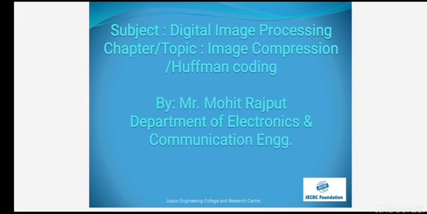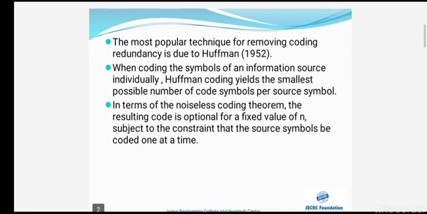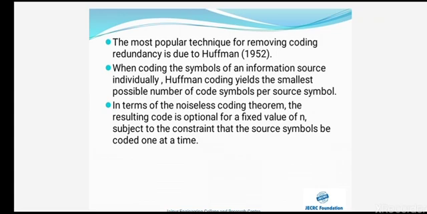Today we will discuss Huffman coding, which comes under image compression in digital image processing. Huffman code is a source code that is the most popular technique for removing the code redundancy in digital image processing. When coding the symbols of an information source individually, Huffman coding yields the smallest possible number of code symbols per source symbol.